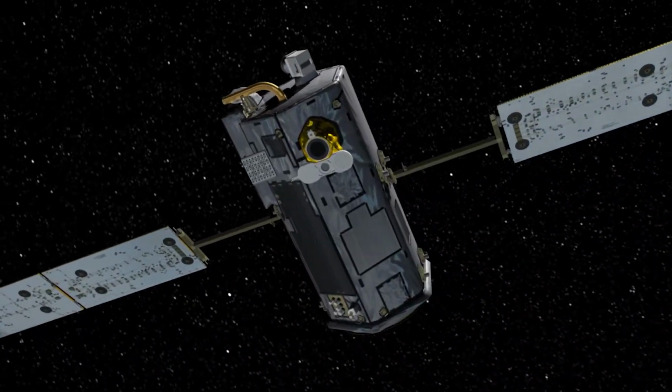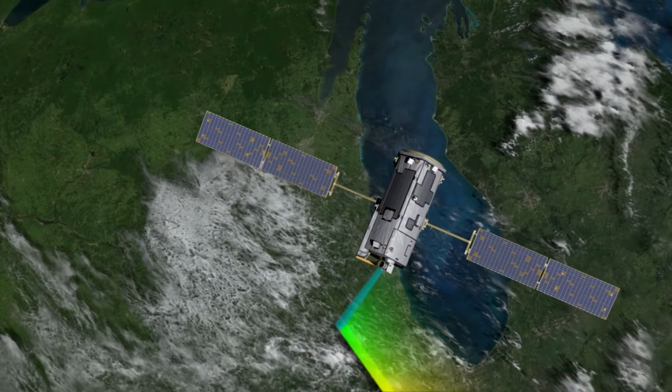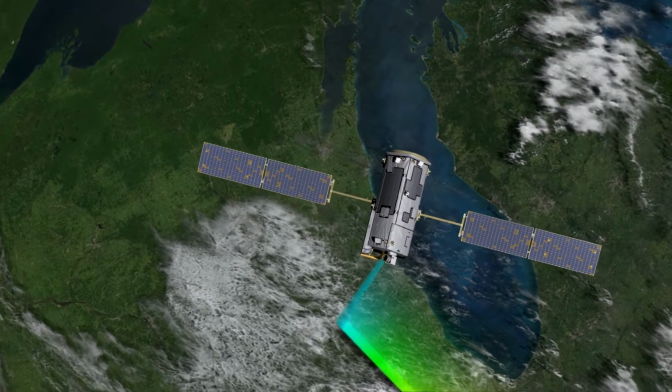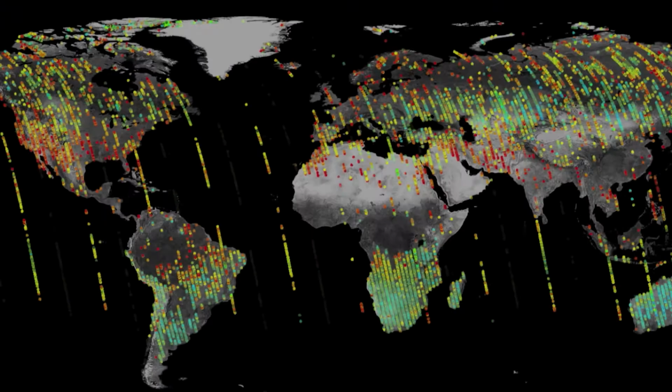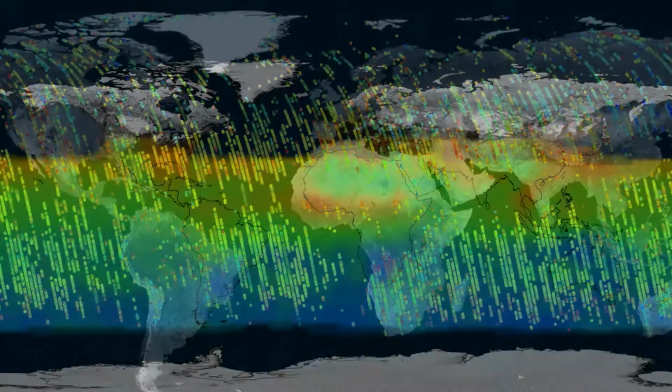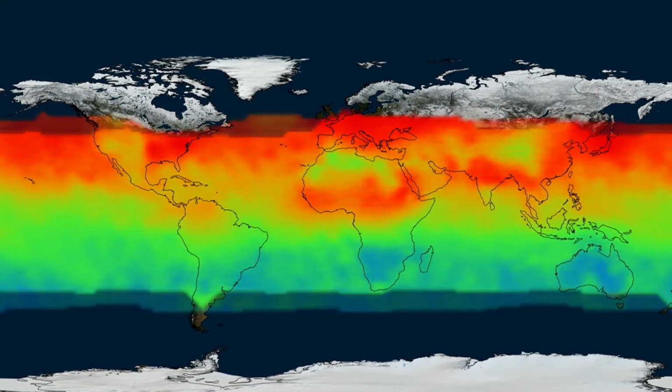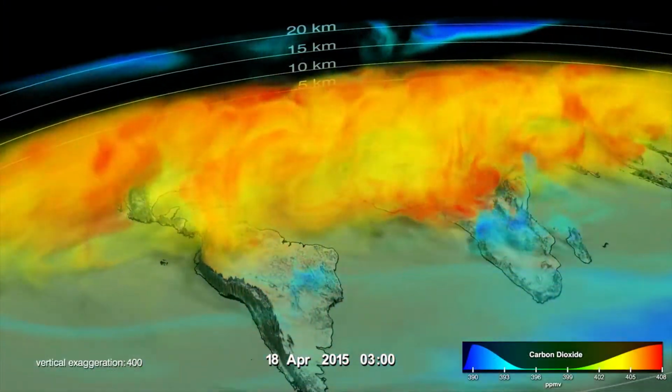OCO-2 was built to last 2 years. We've had it up there for 4 years, but there's always a risk it's not going to survive. So OCO-3 goes on the space station in the spring. We'd like to have measurements that cover a long duration, and OCO-3 is going to help add to that record.